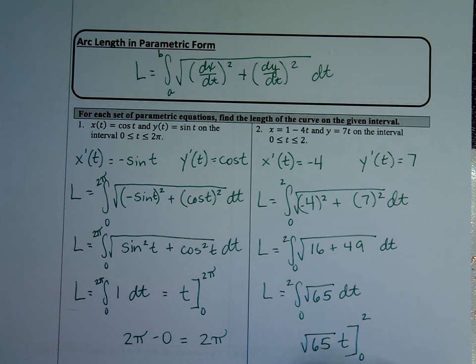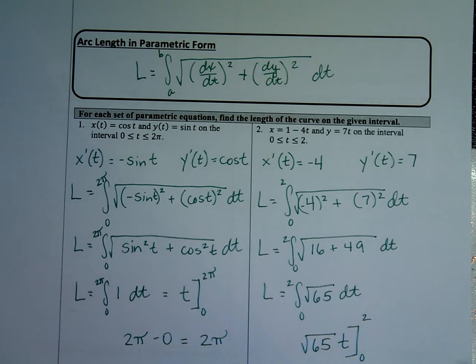So I have 2 square roots of 65, right? Minus 0 square roots of 65 leaves me with 2 square roots of 65. And that's my final answer.